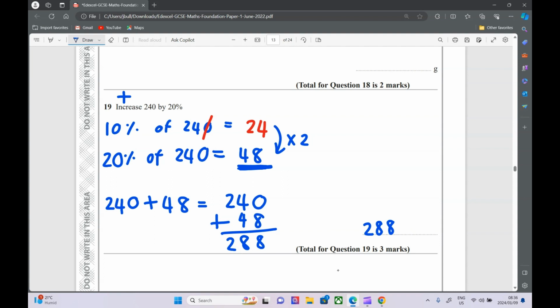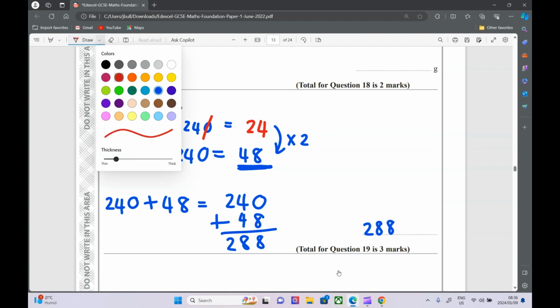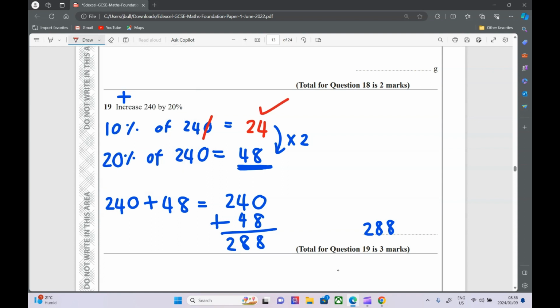So 288. Remember, in this type of question, especially because it's an uncalculated one, they are going to give you a mark for working out 10%, for working out 20%, and then for adding it all up. If you didn't work out 10%, if you found some different way, they would give you a mark for whatever method, but in this case, this is our method, so that's how we get that mark.